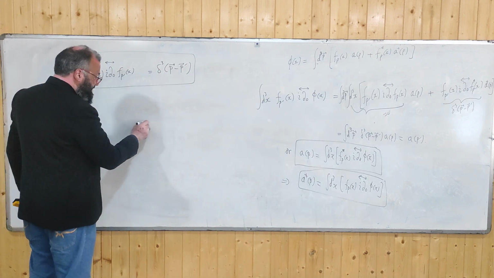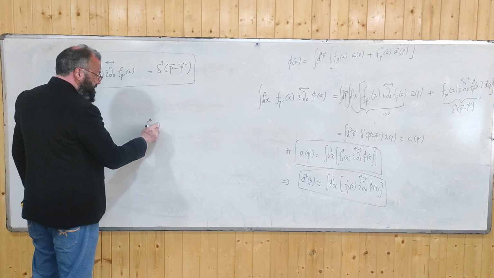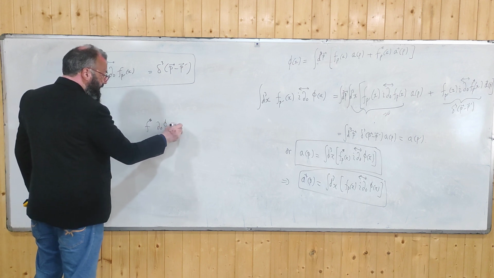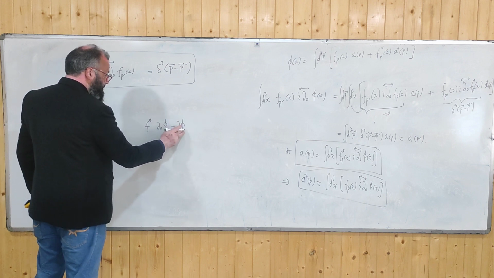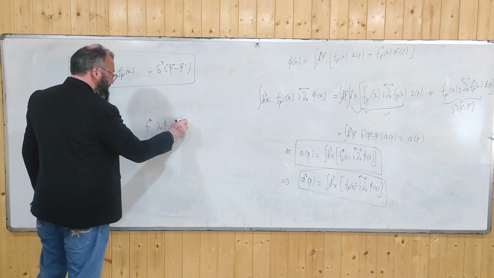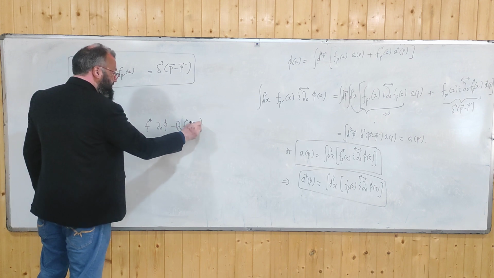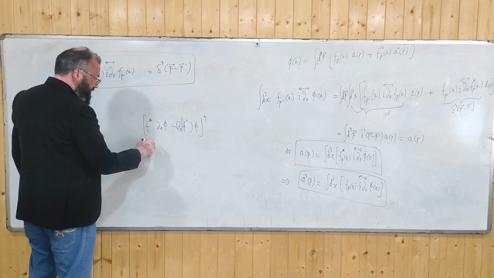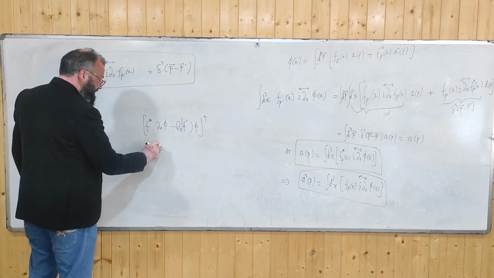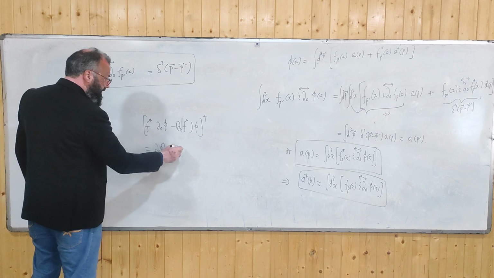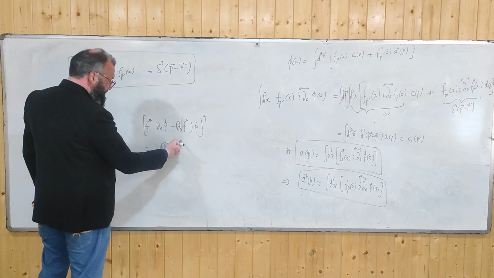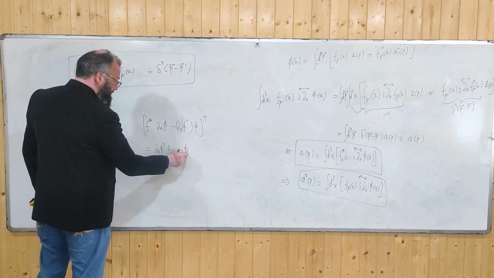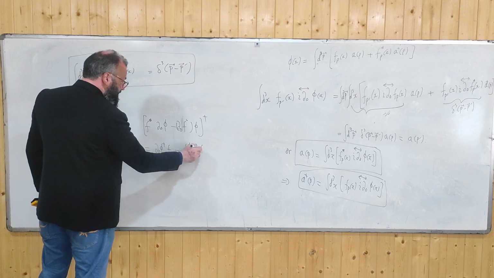So it is something like this: f star partial 0 phi minus partial 0 f star phi. Clear? Now let's take its conjugate, f dagger. So what will you get? You will get the dagger on this side, and f minus. Just tell me: you will get phi dagger partial 0 f.